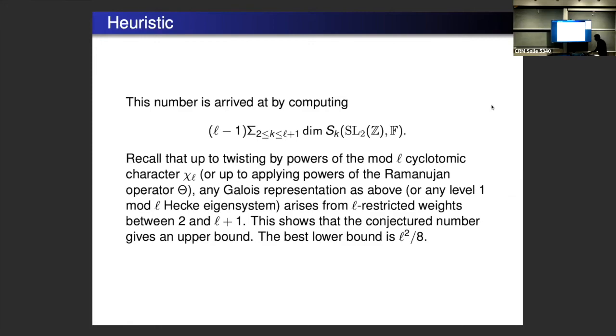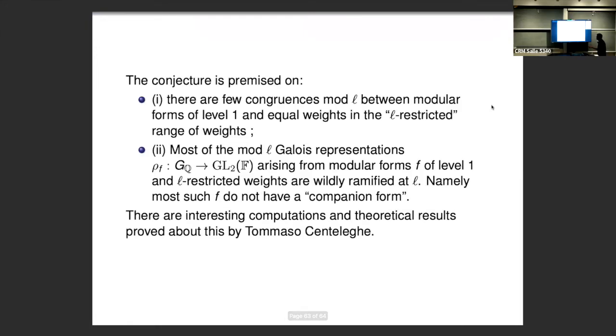So yeah, okay, I'll stop. Yeah, there's some heuristic on this conjecture, for this guess.